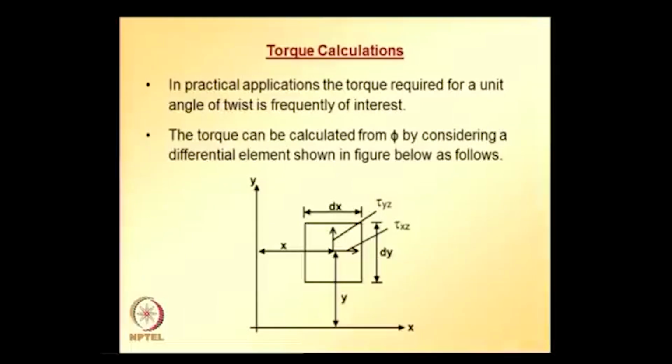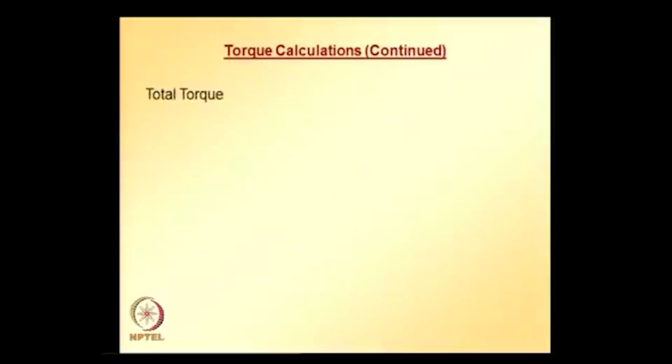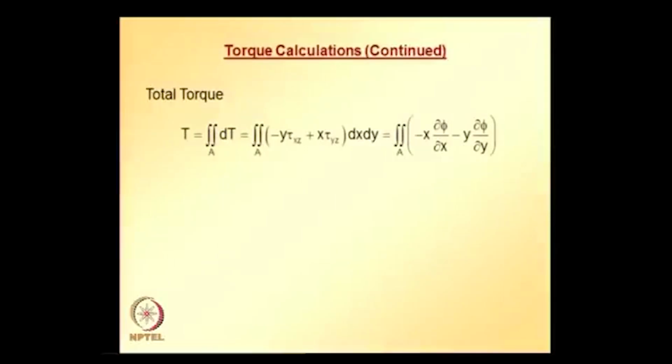And to develop the relation, we can take moments about origin, we get this equation, and the total torque is given by integrating this over the entire area of cross section. So, total torque is given by this, and this area integral can be expressed in terms of surface integral using Green's theorem.